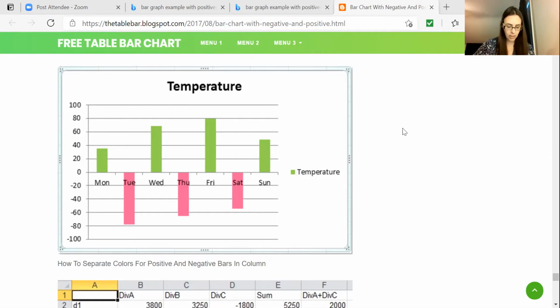But we could ask questions here as well and say something like, what is the hottest day? So our hottest day refers to the highest temperature. That would be positive. So in this case, Friday would be the hottest day, right? It has the tallest bar going in the positive direction.